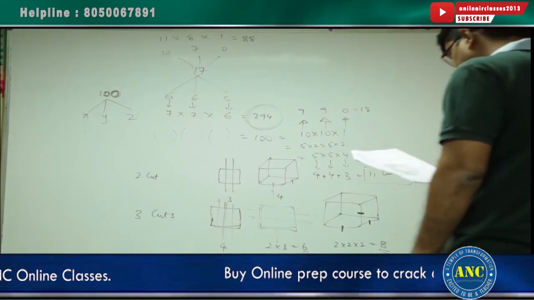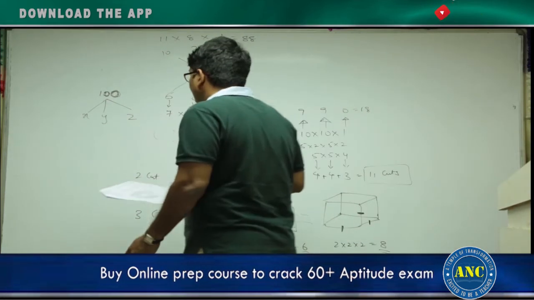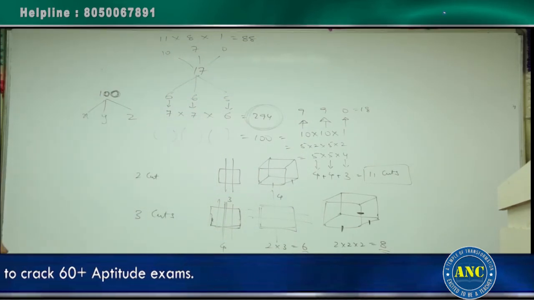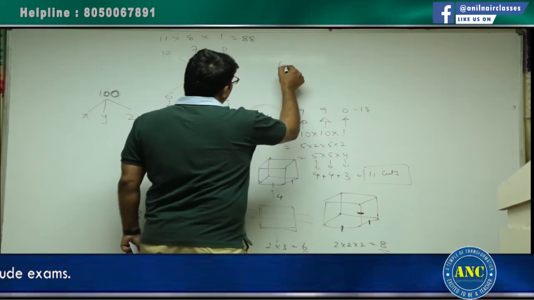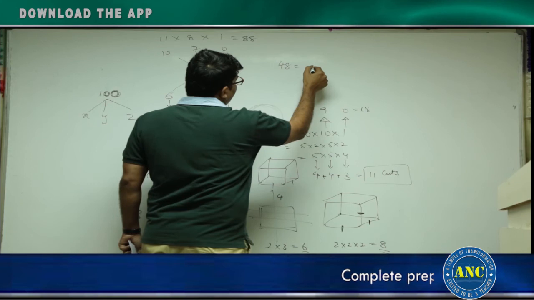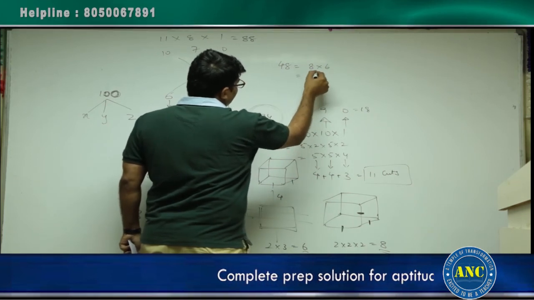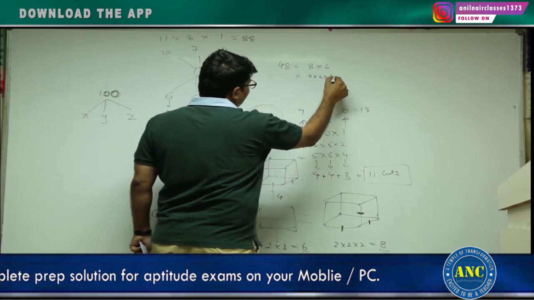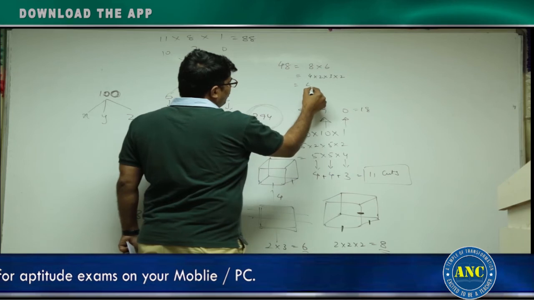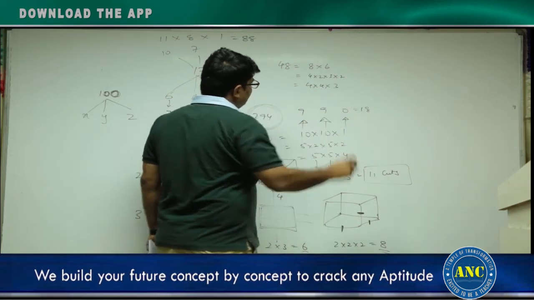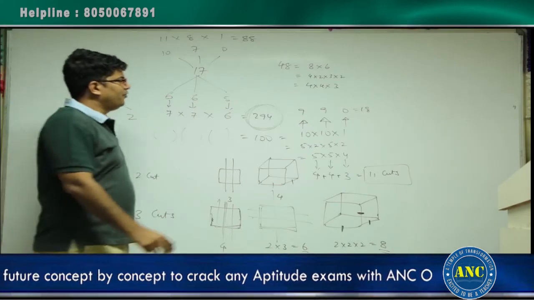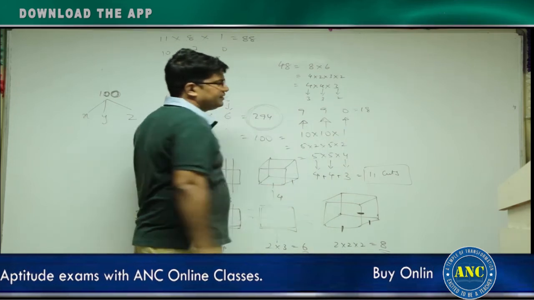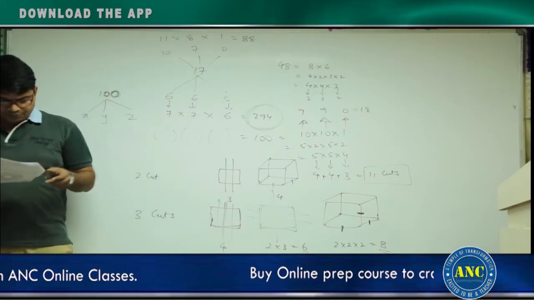8, sir. 8 cuts. So how much is 48? 6 into 8 into 6. Even if you want 8 6s are 48, 8 can be written as 4 into 2 and 6 can be written as 3 into 2. So basically it is 4 into 4 into 3. That's the best answer. So for 4 into 4 into 3, how many cuts do you require? 3, 3 and 2. 3 plus 3 plus 2. So you need 8 cuts. Very good.